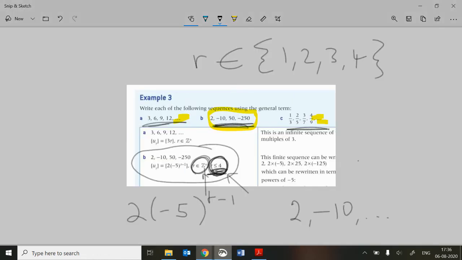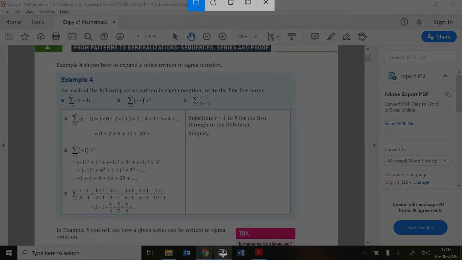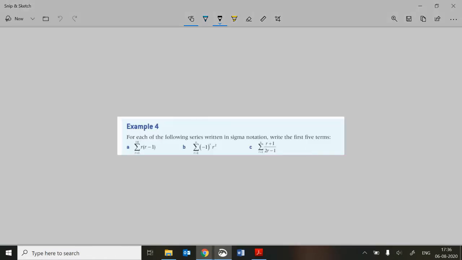Okay, so let's take example 4. For each of the following series, written in sigma notation, write the first 5 terms. Well, we need to know a little bit about sigma notation. Again, a lot of people will have met this before. If you've met it before and it's obvious, you can have a go at these questions. Otherwise, you can just listen in.